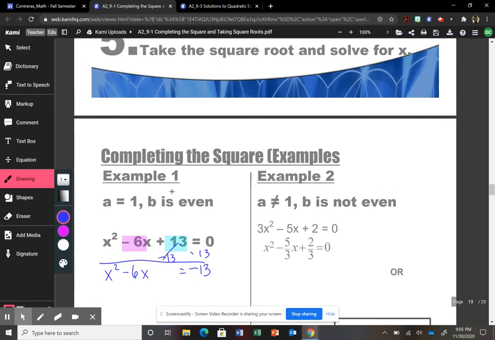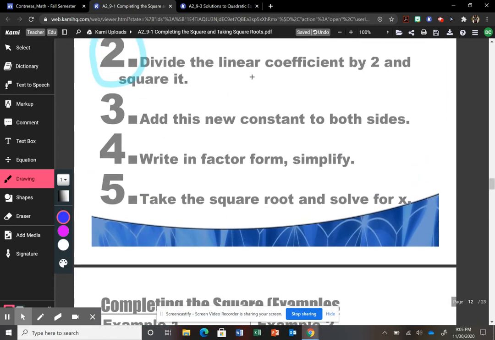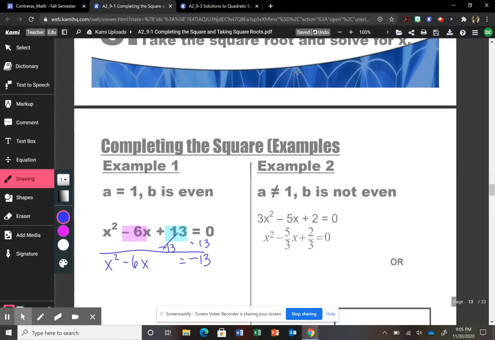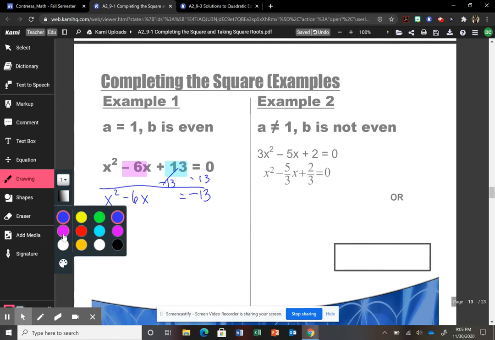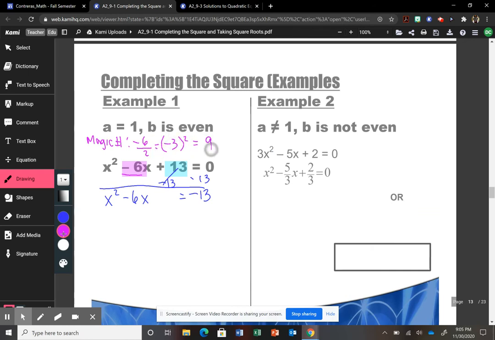Then the next step is to find the magic number. We divide our linear coefficient by 2 and square it. My linear coefficient is -6. I divide it by 2, which gives me -3, and then I square it, which gives me +9. So I'm going to add +9 to both sides.